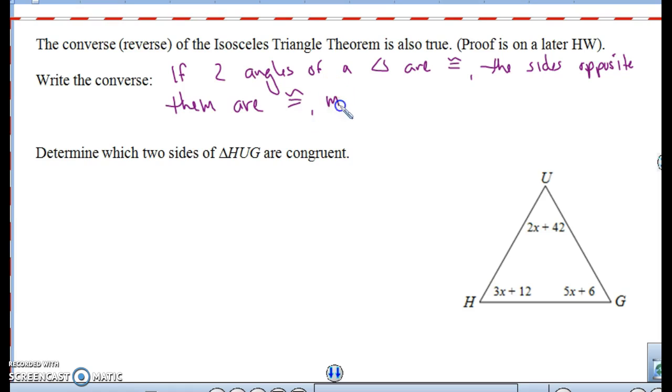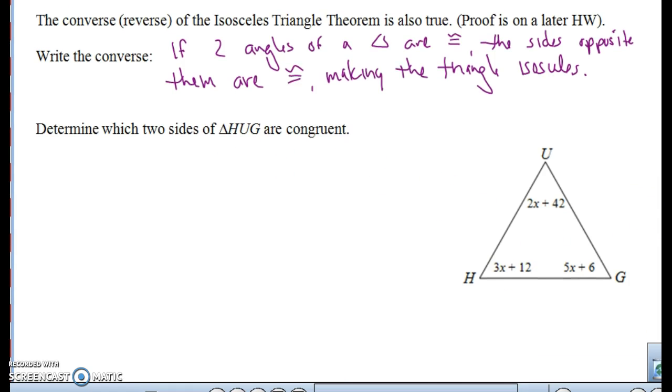which makes the triangle isosceles. So basically what I'm saying is if you know you have two angles congruent, you can automatically say that two sides are congruent, and that they are the sides opposite the angles. So knowing that, determine which two sides of triangle HUG here are congruent.